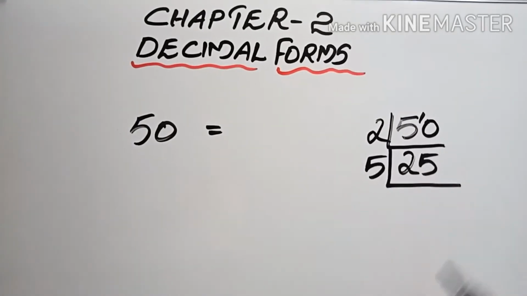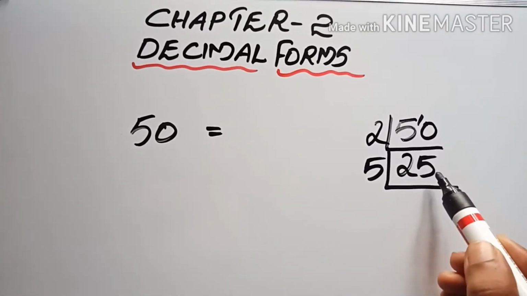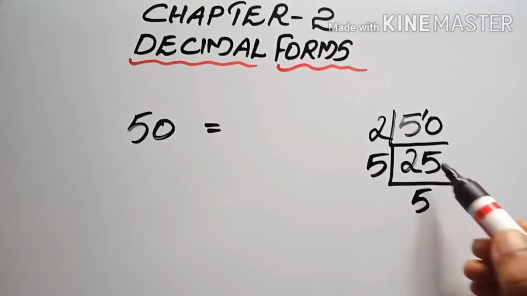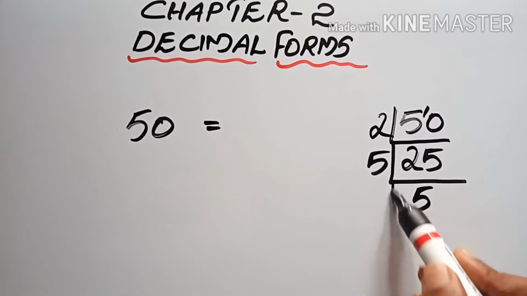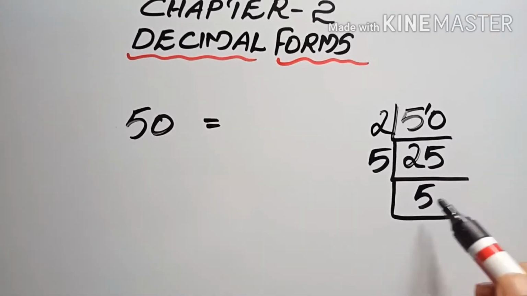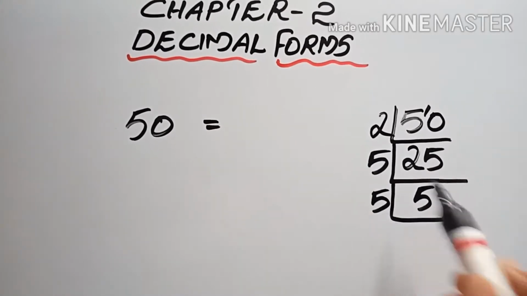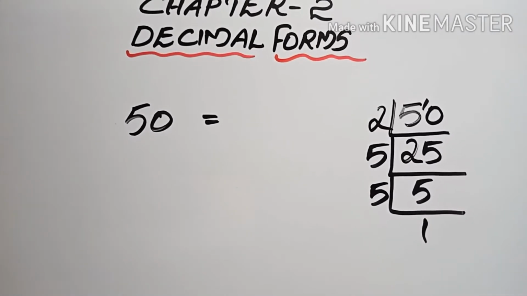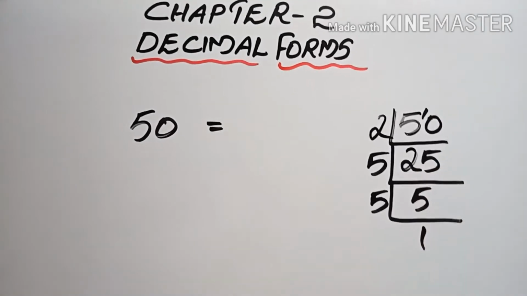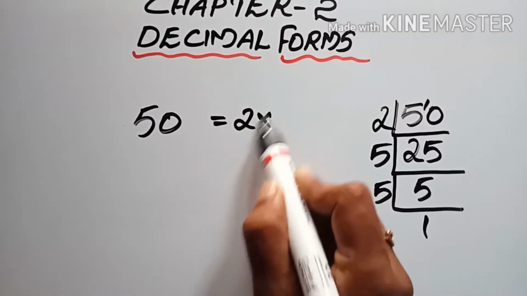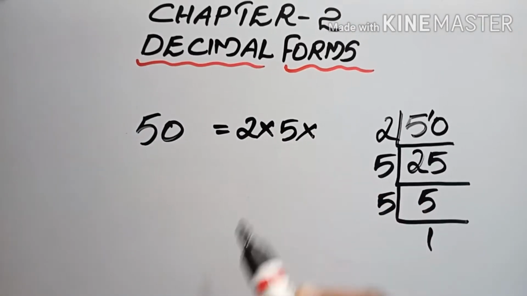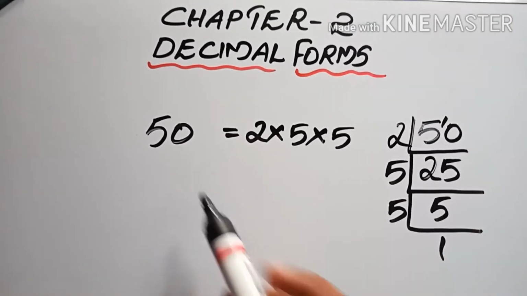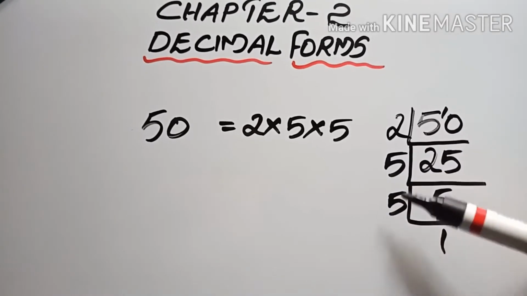So take 5. How many 5's in 25? 5 5's are 25. So 5 times 5 is there in 25. Again consider like this. 5. In 5 only 1 5 is possible. In 5 how many 5's? Only 1 5's. Okay, that means this 50 we can write like this: 2 into 5 into 5. Okay, this is a factorization. 50 can be written like this: 2 into 5 into 5.